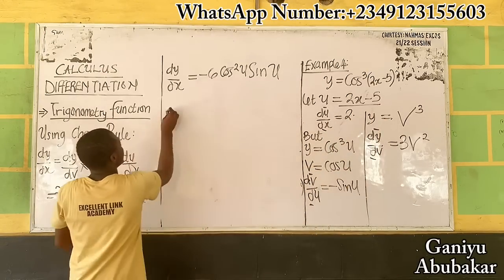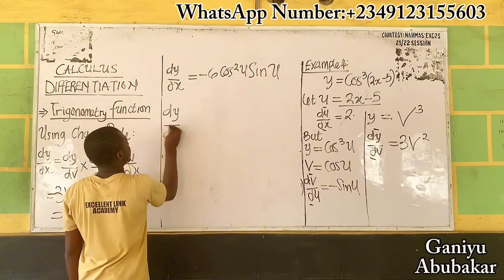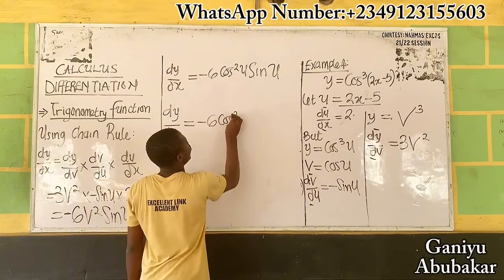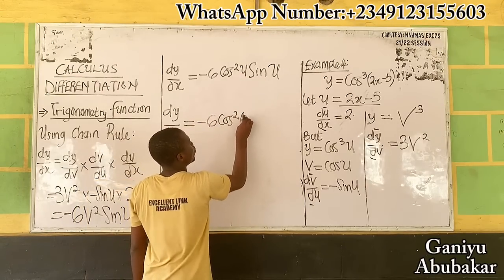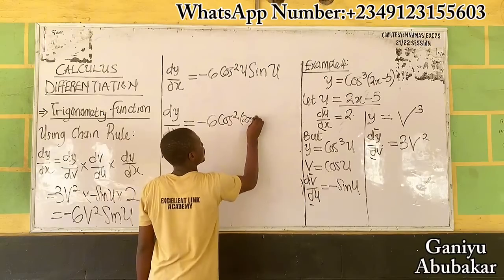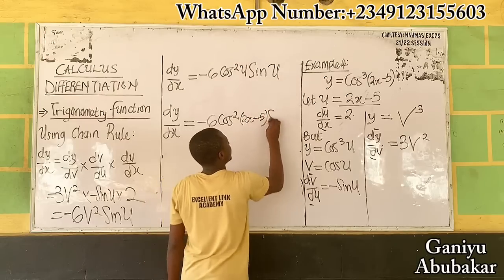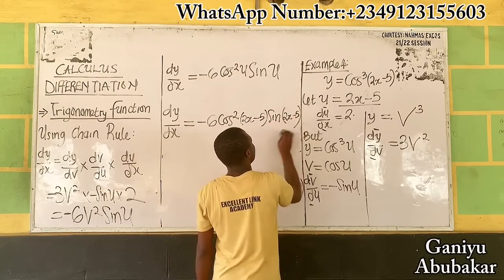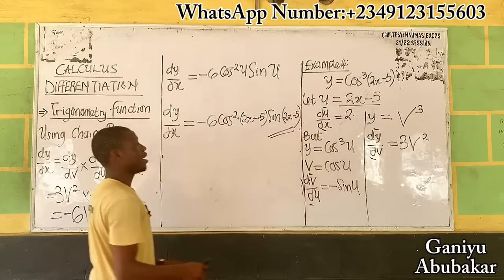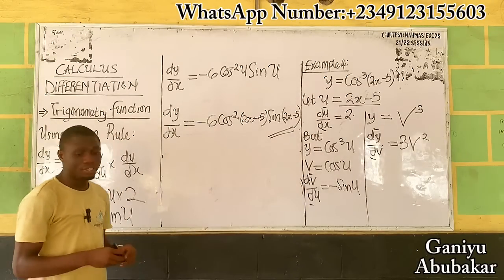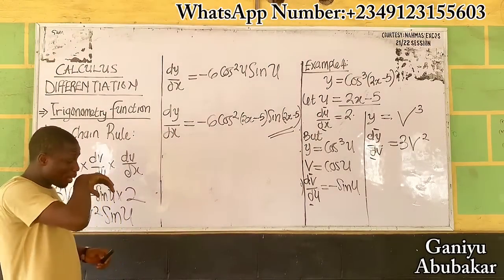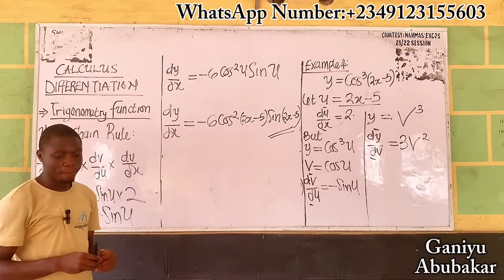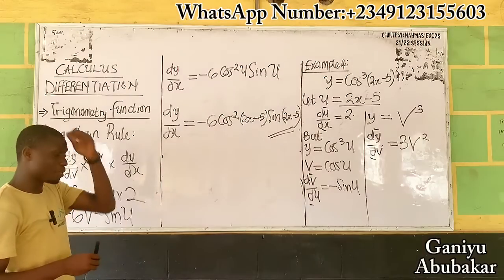So I'm saying that dy over dx will be equal to minus 6 cos squared, what's u? That's 2x minus 5. Then sine, what's u? 2x minus 5. This becomes my answer after solving this particular question.